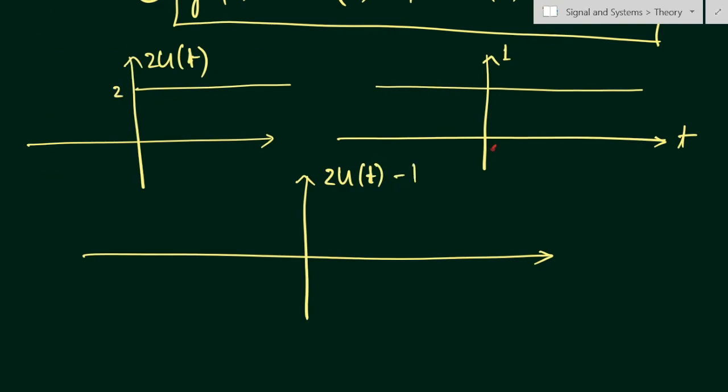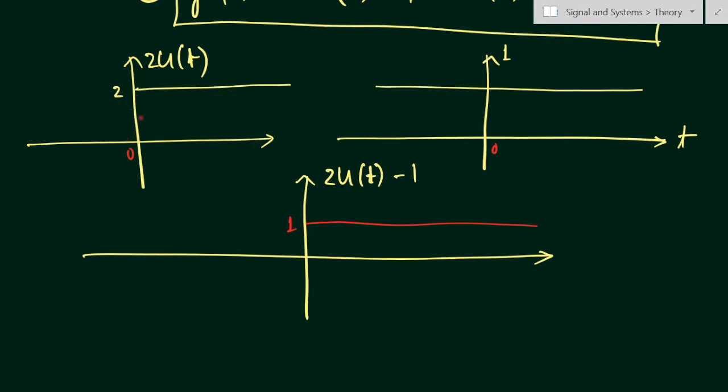So this point is 0. Here we have this 0. When t is greater than 0, twice u of t is 2 value, and this 1 DC signal has a 1 value. So 2 minus 1, what will we have here? For t greater than 0, we have a value of 1. At this 0 point, what will be the value? This is a unit step function.